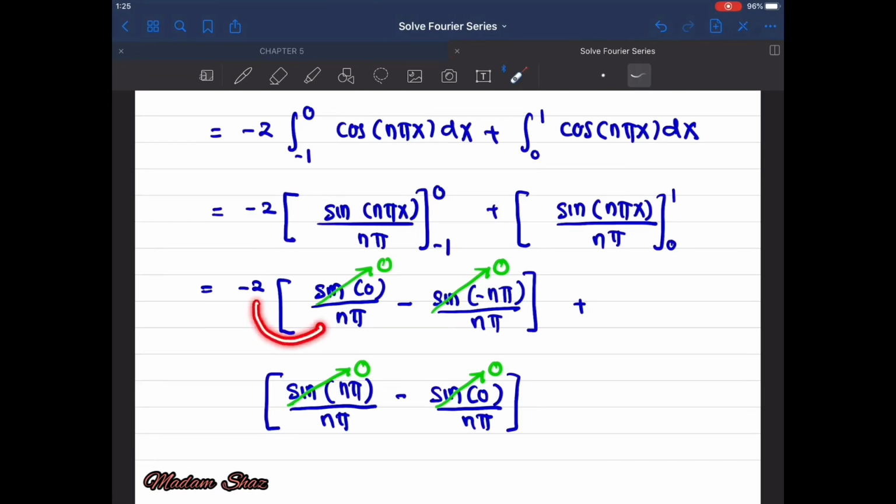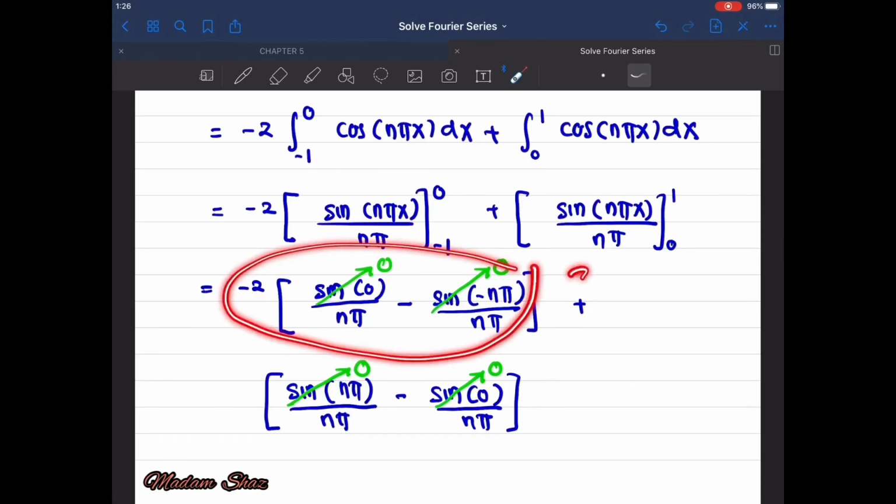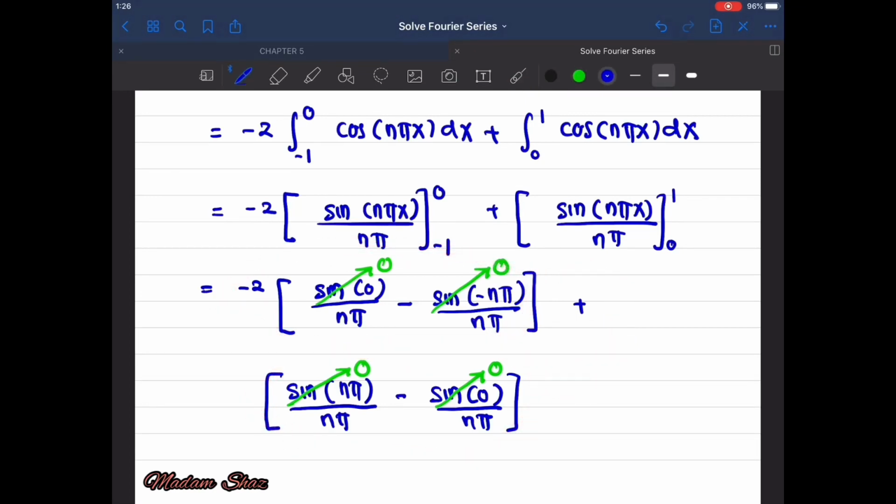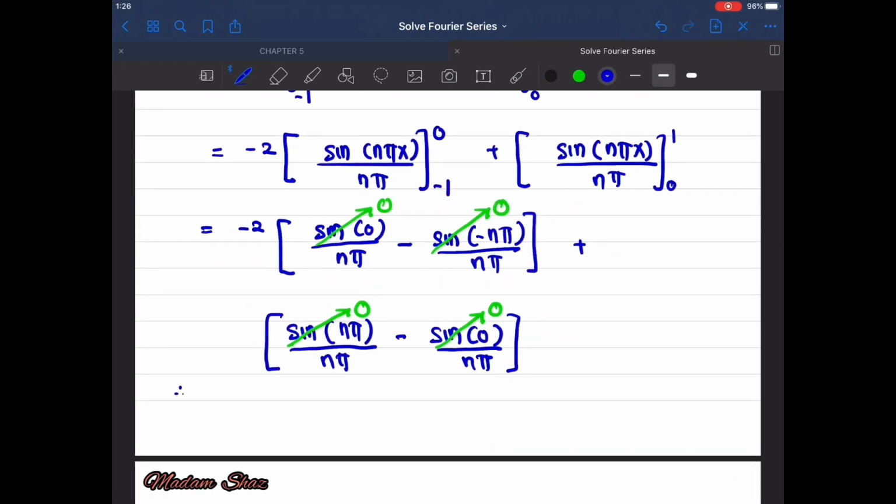So 2 multiplied with anything that contains the value of 0, the whole thing will become 0. So the same thing for the bottom side here. This one will become 0. So 0 plus 0 will become 0. So therefore, the Fourier coefficient a n is equal to 0.